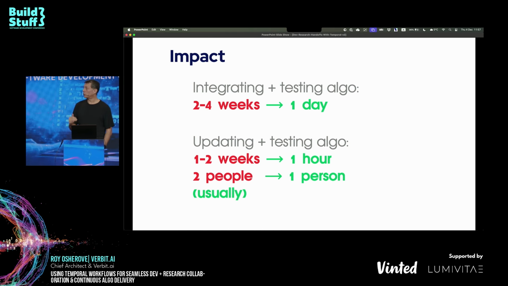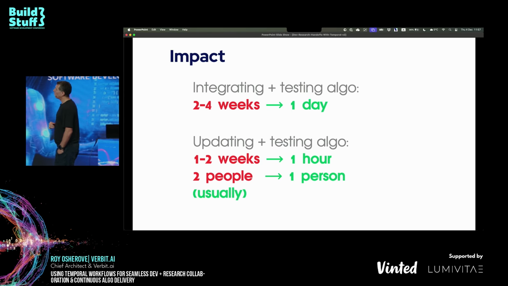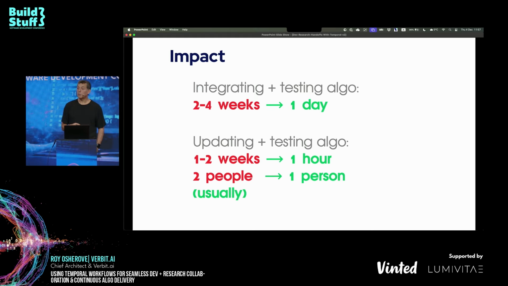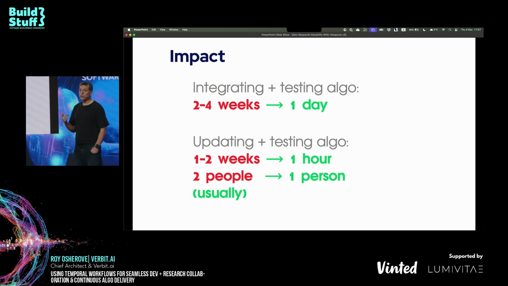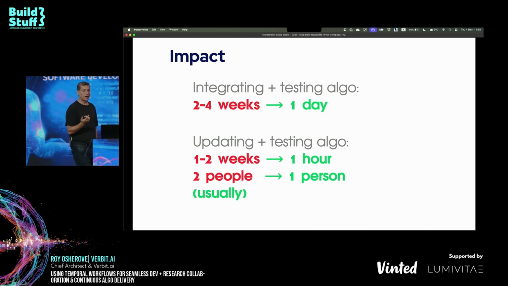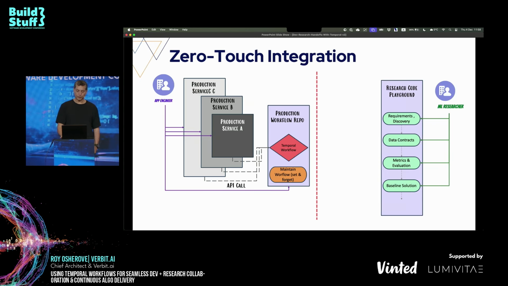So what does it look like today versus yesterday? Well, if it took 2 to 4 weeks to implement one of these ML algorithms, today it takes less than a day once they get to the baseline solution. If we want to iterate on these changes, again, 1 to 2 weeks with all the tests, now it takes less than an hour. And it only takes one person to change these algorithms, which is our researcher.